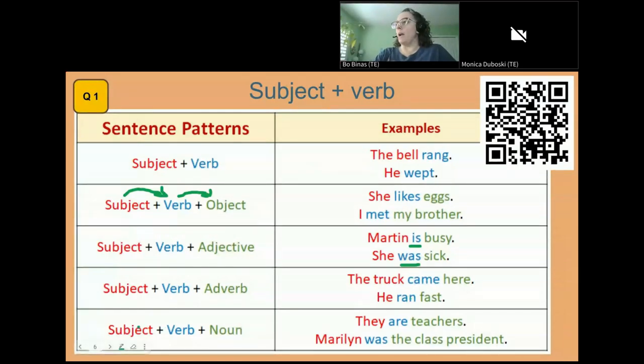Or we could have subject, verb, noun. So this is another one where we're going to see those state of being verbs, are and was. So we could have a noun instead of an adjective. They are teachers. Marilyn was the class president. Good so far? Subject, verb, and then maybe something else in that order.